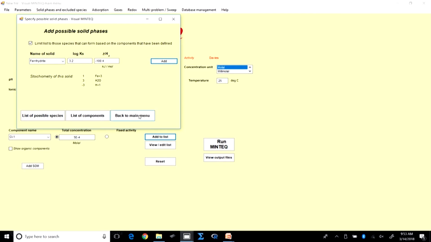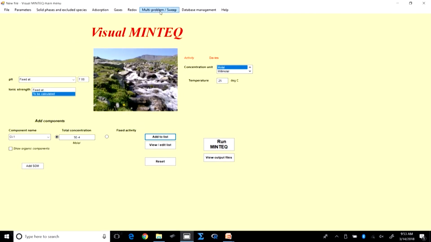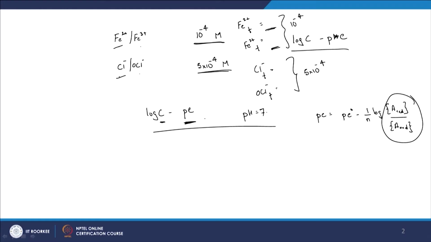And back to main menu, and now obviously you want to be able to get the graph between log C and pE, right? I want to get a snapshot of what the system looks like at different pE values, but at a fixed pH though, right? So for that obviously you can do the manual calculations and such, but that's time consuming. And by now we have the relevant background or understanding of the fundamentals about how to do that, but obviously we are going to skip that now and look at it with respect to VMinTech.